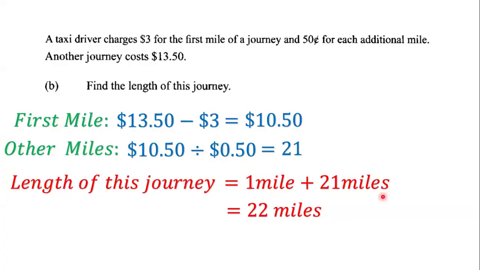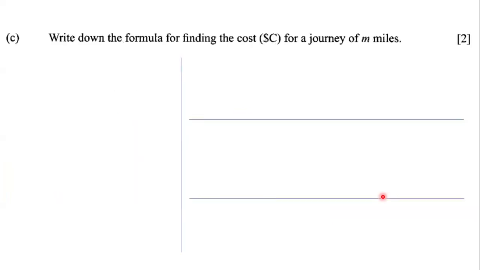Now that we already determined that, we have to move on to the next question, which states, write down the formula for finding the cost for a journey of m miles. So they want us to write down a formula for finding the cost for a journey of m miles. And so this right here is the answer, which is C is equal to 0.5, open bracket, m minus 1, close bracket, plus 3. This is the formula that I believe is the correct answer to this question.